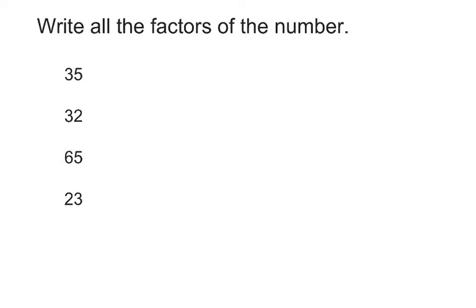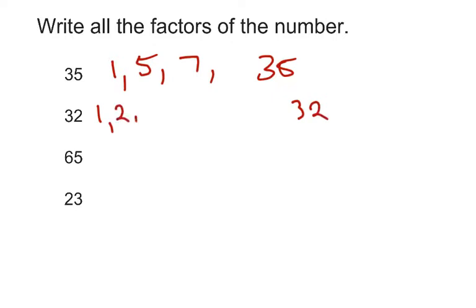So the factors of 35 are 1 times 35, and then another one that works is 5 times 7. So our factors are 1, 5, 7, and 35. Factors of 32, well, we have 1 times 32, 2 times 16, and 4 times 8.